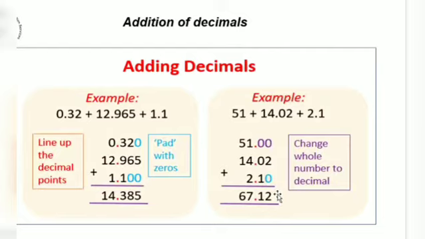2 plus 0 is 2, 0 plus 0 plus 1 is 1, 1 plus 4 plus 2 is equal to 7, and 5 plus 1 is equal to 6. So the answer would be 67.12.